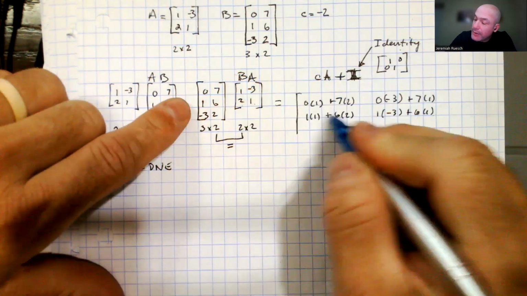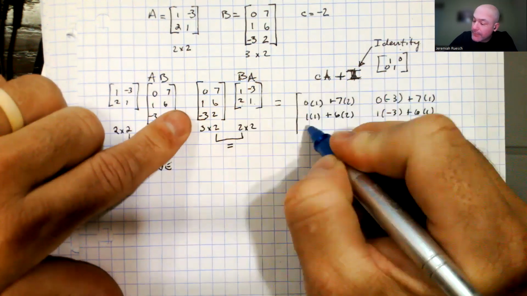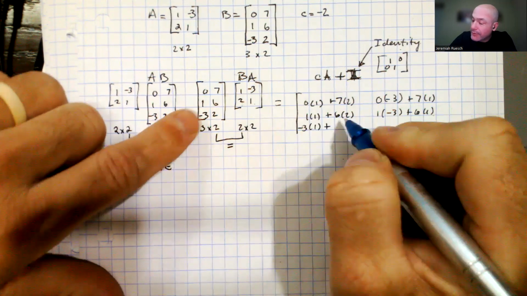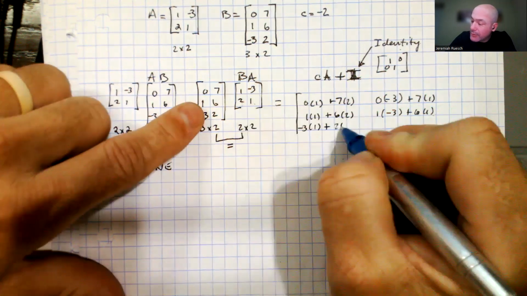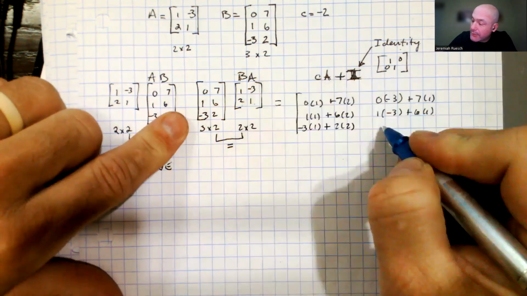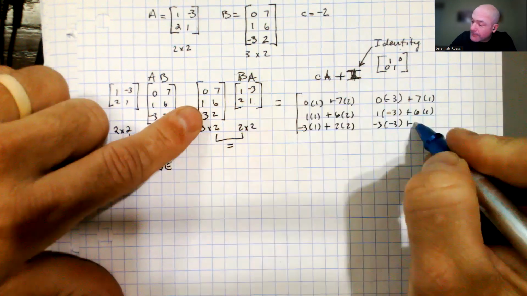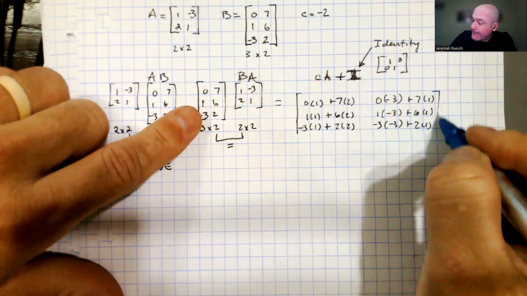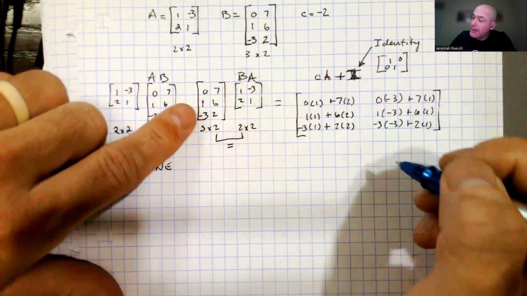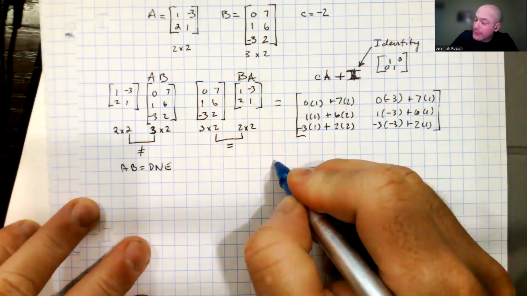I'm hoping you're starting to see a pattern in the way that these are showing up. -3 times 1 plus 2 times 2. And then over here, we're going to have -3 times -3 plus 2 times 1. And then all we have to do now is do the products and add like terms together.